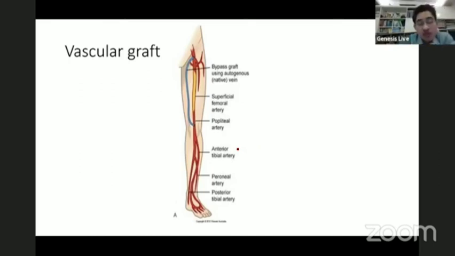Vascular grafts, commonly done nowadays. Usually there are two types of grafts we use. The two types: natural and synthetic.